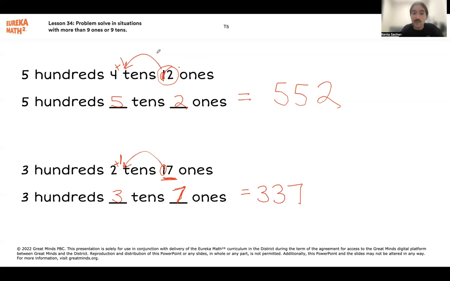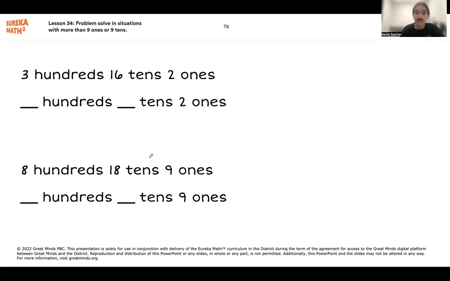Now this is the same thing. We've been taking our ones and moving them to the tens. Same thing if we see a tens number that's bigger than 10, like this 16. We take our 10 away and this time we add it to the hundreds. 3 plus 1 is nice, 4. And then we're left with 6 tens and 2 ones. What's this number? 4 hundreds, 6 tens, 2 ones. Raise your hand if you're ready. What number is that now, everyone?